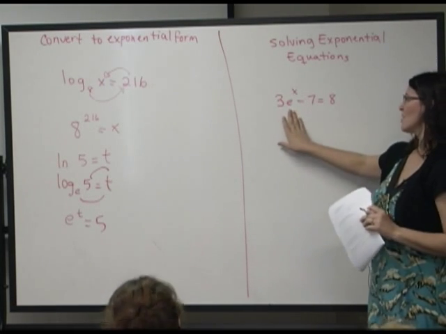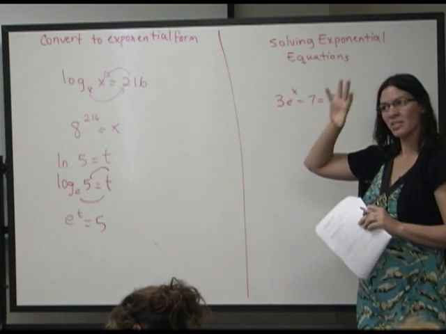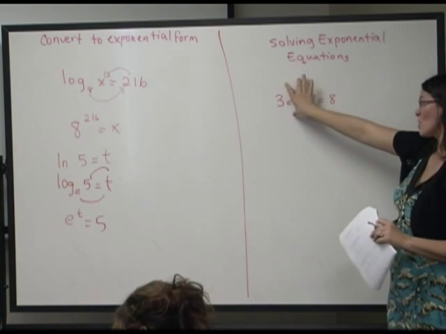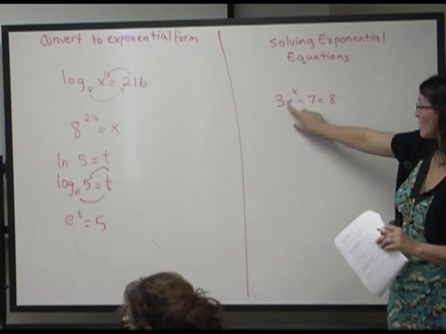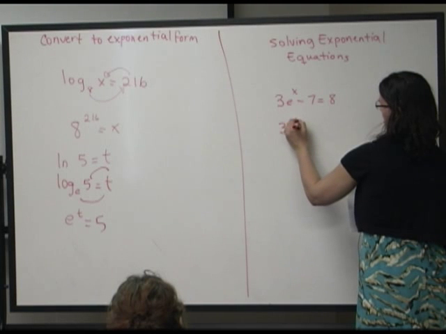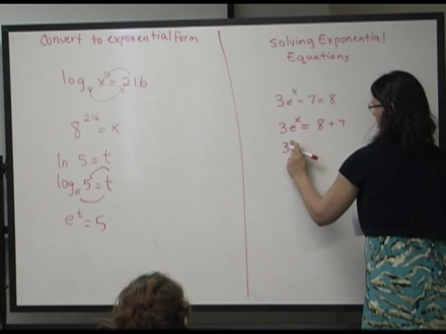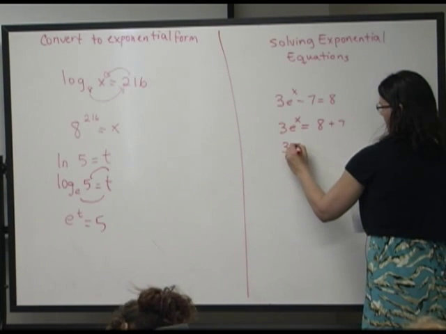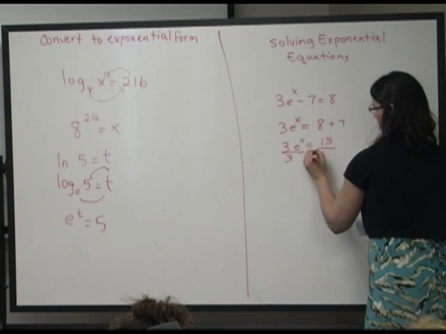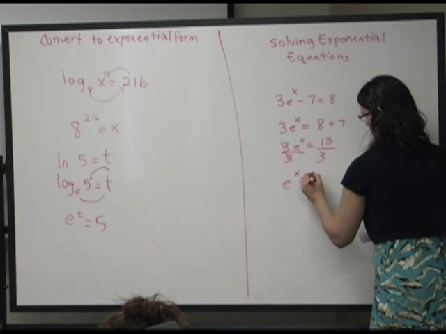So let's try to isolate that term that has the x, right? Remember, every time we're going to solve for a variable, we isolate that variable. That variable is an exponent right now, so I'm going to try to isolate that base with that exponent that has the variable. It's 5.